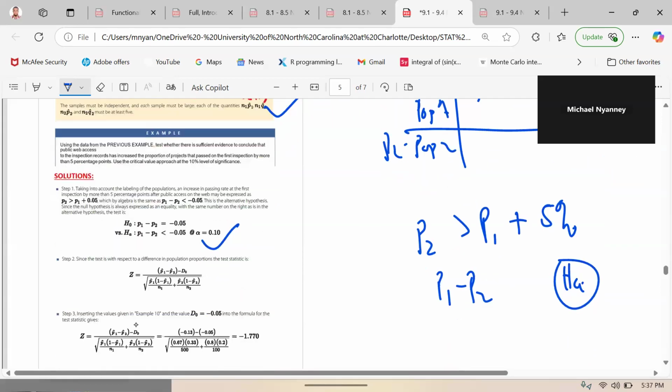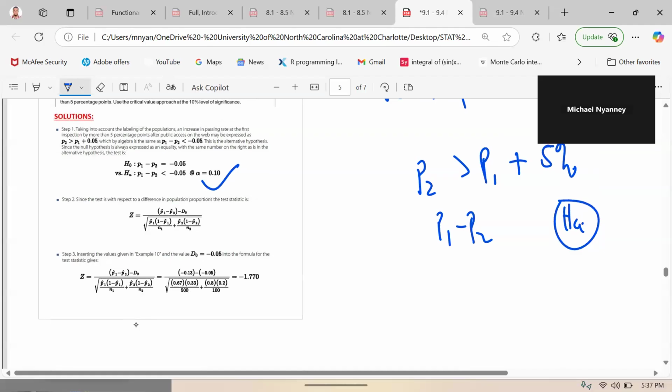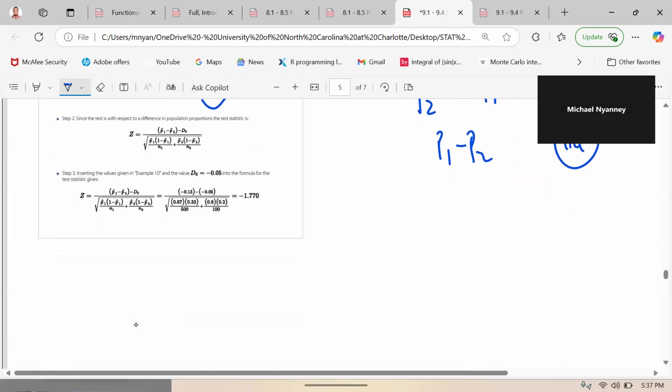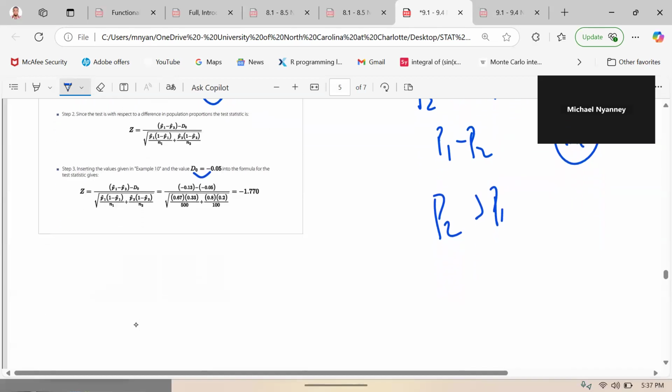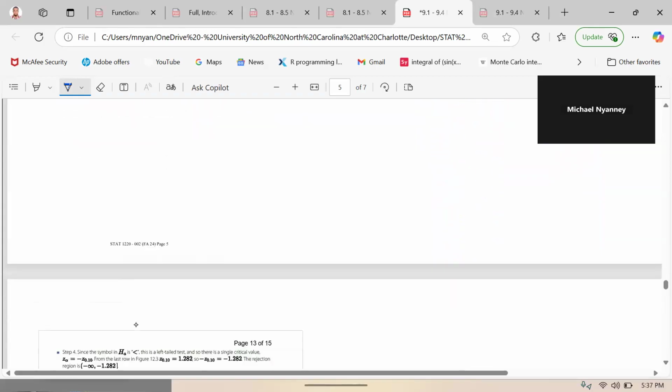Okay, let me test at alpha equal to 0.1. Right, so we have our H naught. Our H A here is not equal to 0. It could be that it has increased, and that was it. If it has increased, then it will be p2 greater than p1. We don't need any additional information to get our d naught, so our d naught will be 0. All right, so that is that.